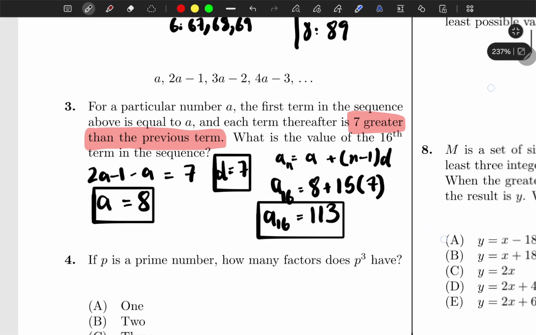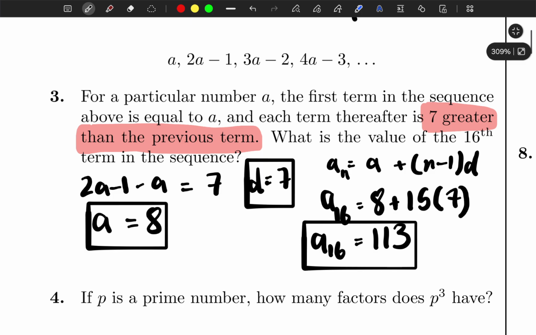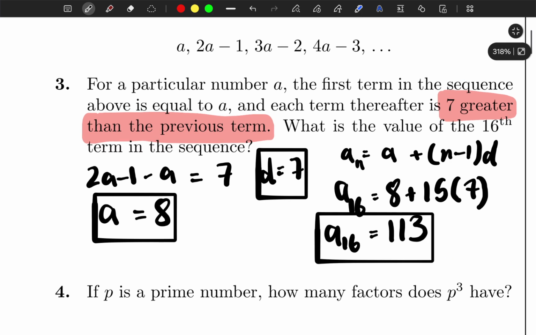This is quite an interesting question, and I haven't seen these kind of questions in my papers till now, so this is interesting to see it here.